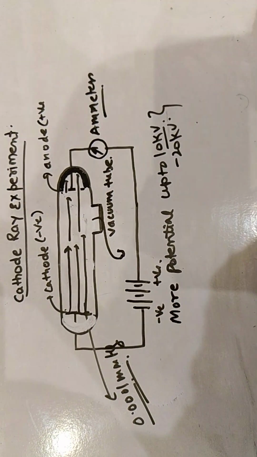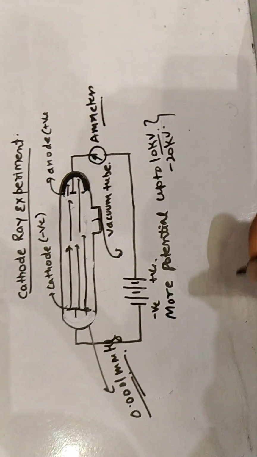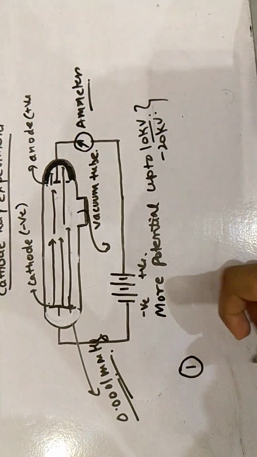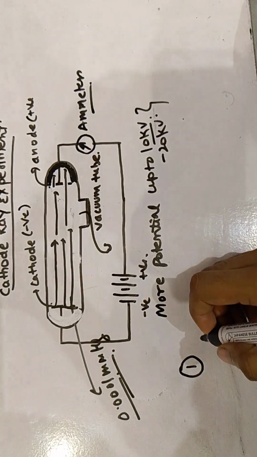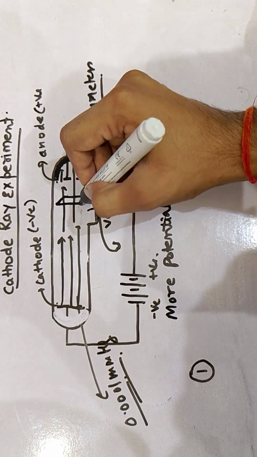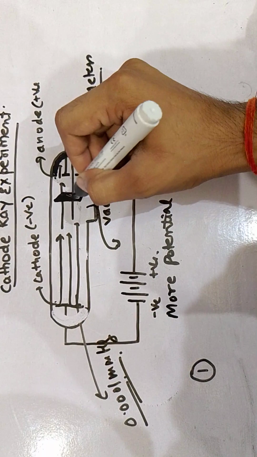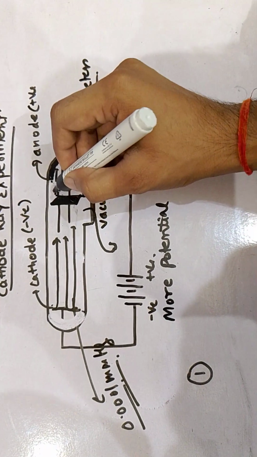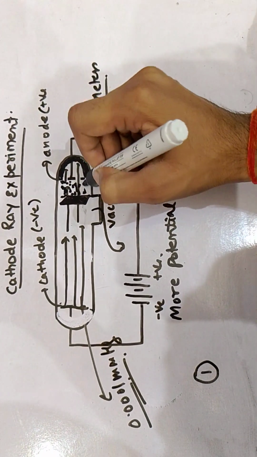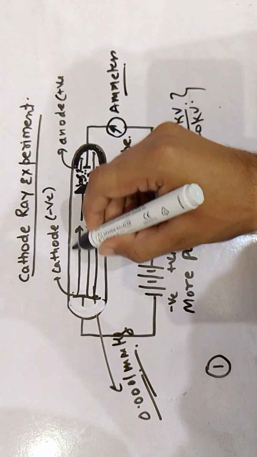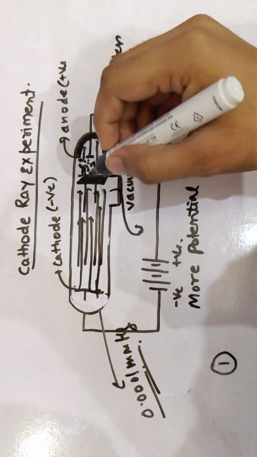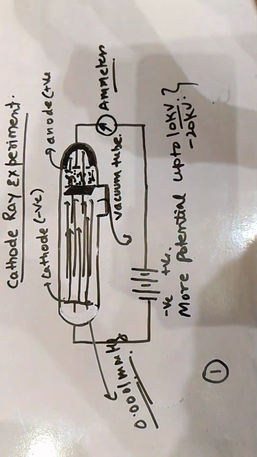Now, what are the properties of these rays? Let's discuss some properties of these rays. First property: these rays travel in a straight line, because when we put an object here, we find the shadow of this object, which means that these rays travel in a straight line. That's why we can find the shadow just behind that object.